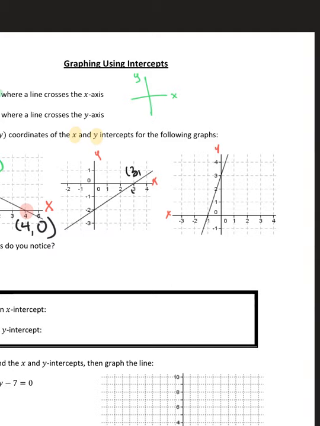My y value is going to be 0. Okay, and again, it's 0 because if I follow this all the way back till I hit y, that's at 0. Okay? And now let's try to find my y-intercept.